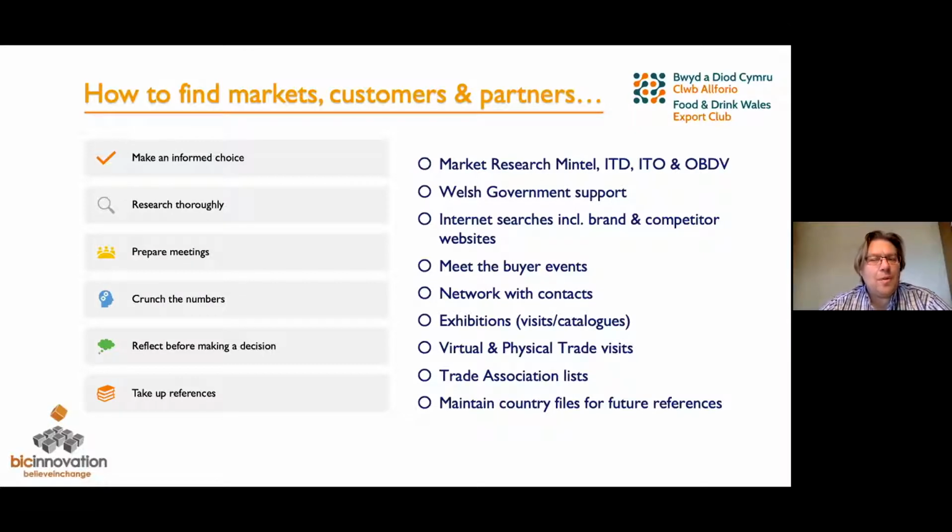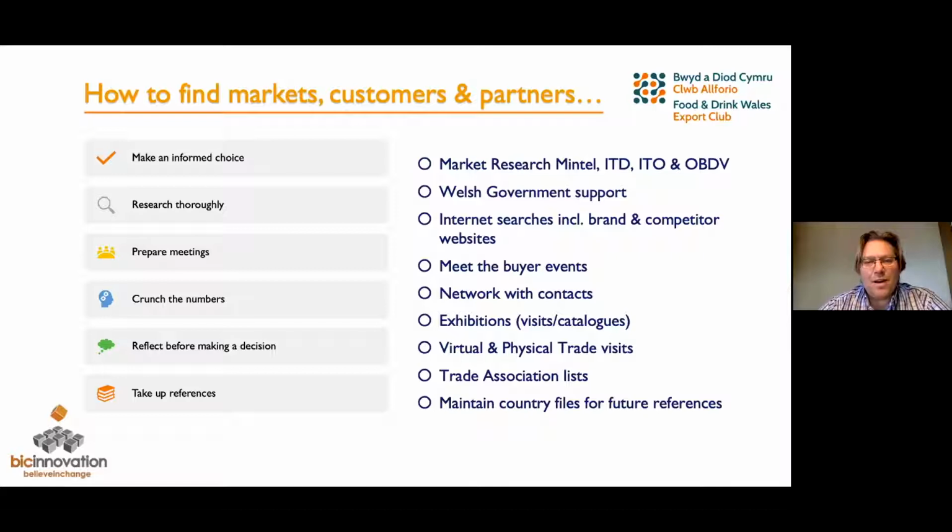There's Taste Wales, but then also, quite often people operate in different categories, or they're a little bit more developed in terms of a market, and they want to do much more bespoke development of markets, and that's where the OBDV comes in. There's also a lot of information you can get from searches on the internet. You can look at your competitor brands to find out what they're up to and where they're operating. Quite often it also includes who their distributors are, where they're sold, and their marketing approach. You can use that to fine-tune what you do.